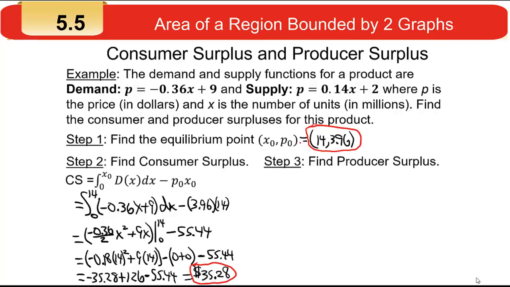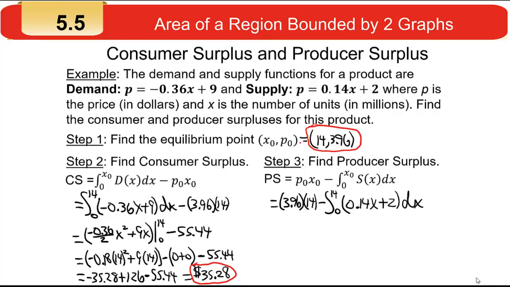If we want to do the producer surplus, we use the producer surplus formula. Notice that in the consumer surplus formula, the p0 times x0 comes at the end, and in the producer surplus formula, the p0 times x0 comes in at the beginning. But again, we've already found the equilibrium point, so we can put in the 3.96 and the 14, and we already multiplied it together in the other part. We already know that's going to be 55.44, and the integral is going to be the supply function this time, and we're going to integrate it again from 0 to 14.